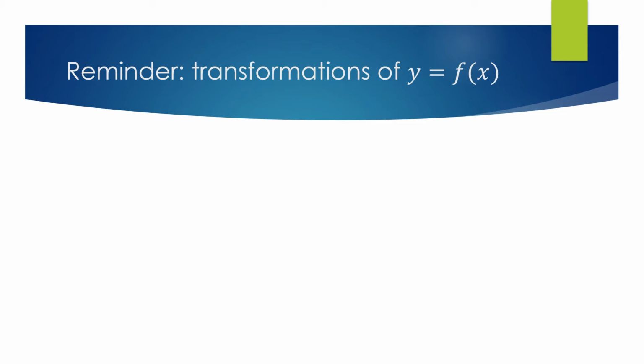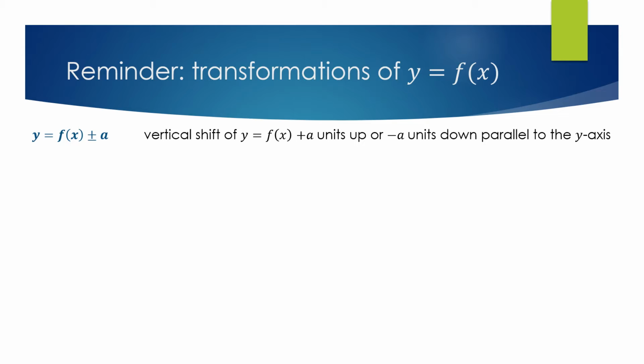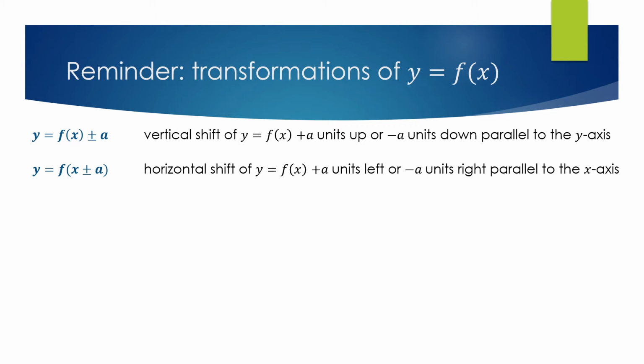So let's have a quick reminder of the transformations of y equals f of x that we've looked at in the previous videos. We've got y equals f of x plus or minus a, and this is a vertical shift of y equals f of x plus a units up or minus a units down parallel to the y-axis. We've then got x plus or minus a and the function of that, and that gave us a horizontal shift of y equals f of x plus a units left or minus a units right parallel to the x-axis.